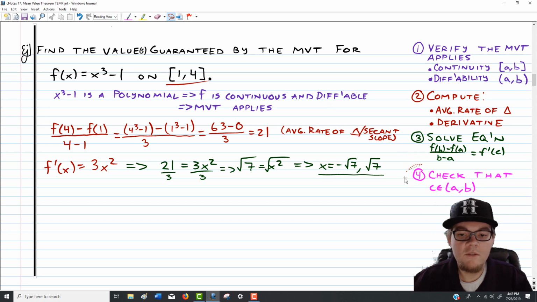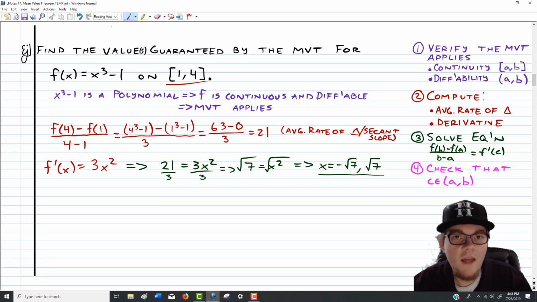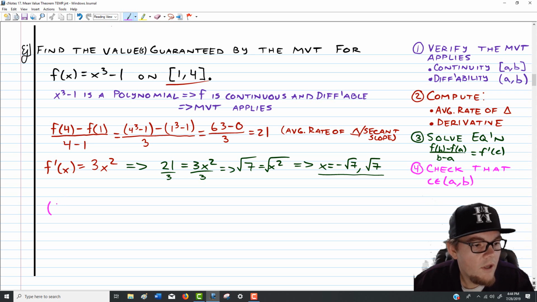So in other words, what that means is we need to check back to the region that we are calculating the secant line slope on and ensure that we only present the values that are inside that interval. There may be other spots where the tangent line is parallel to the secant line, but if they're outside the interval, they're not guaranteed by the mean value theorem, so they're just kind of irrelevant to us. It just doesn't matter. It's not something we need to investigate. So in our case, we were on the interval 1 to 4, so we're curious about whether or not those values are in the interval from 1 to 4.